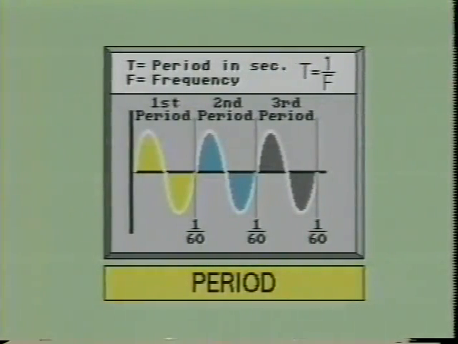The period of the wave is defined as the time required for one cycle to occur. If the frequency of a wave is 60 Hertz, then each individual cycle would last for a period of 1/60th of a second. The period of a frequency is measured in time. To calculate the period of a signal, you divide the frequency of the signal into 1, or T equals 1 over F. In this formula, T represents the period in seconds, F represents the frequency in cycles per second, or Hertz.